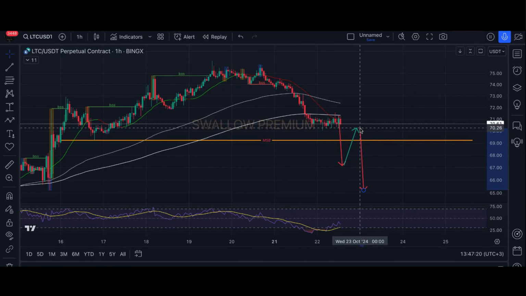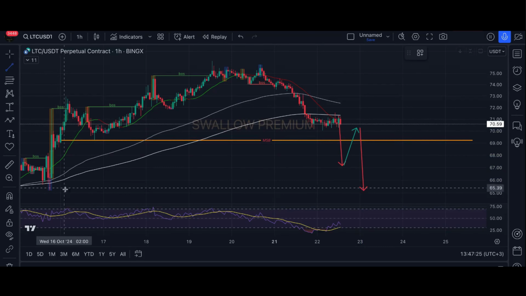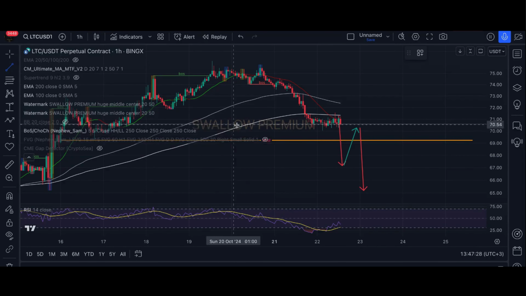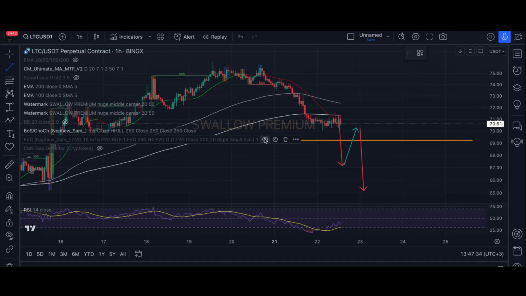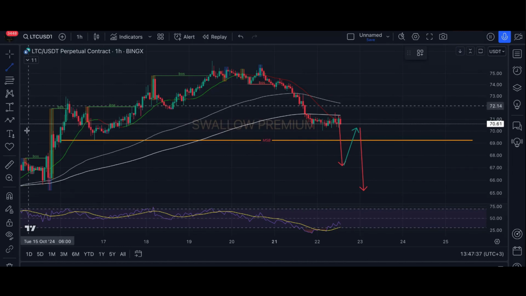Now, this target is mainly because of this fair value gap zone here. So let's take the indicator and you can see a nice huge fair value gap zone has formed here. So this is going to be our main target for Litecoin so far.